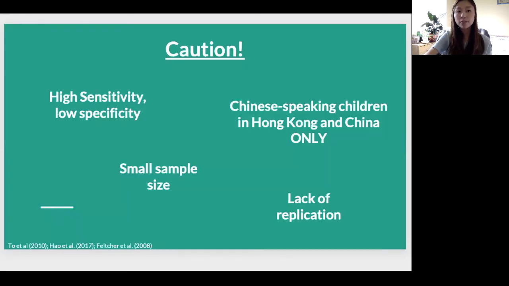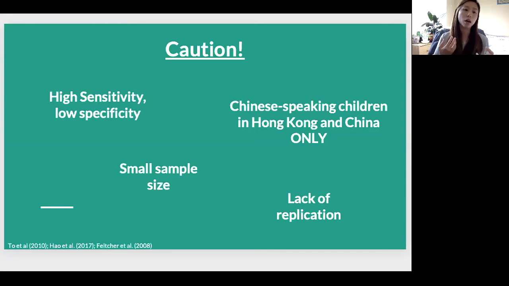However, I must state the fact that both research done by To et al. and Hao et al. reported narrative language sample analysis was a high sensitivity, low specificity assessment tool on measuring language complexity. Problems of having high sensitivity and low specificity put these children at increased risk of overdiagnosis. They suggested to use narrative language sample analysis in conjunction with other language measures, such as standardized assessments and dynamic assessments. Other than that, both studies had a small sample size.